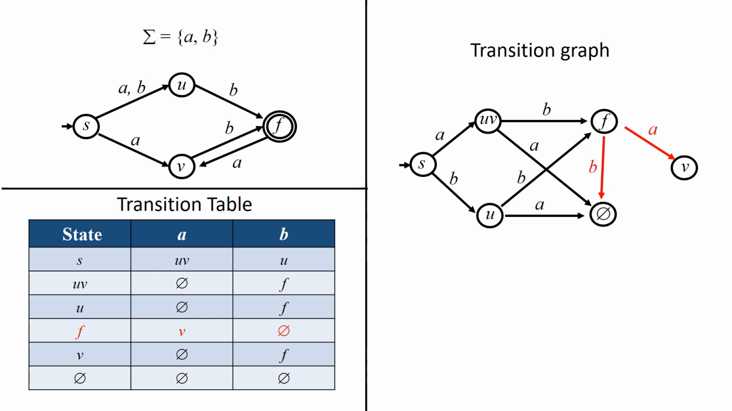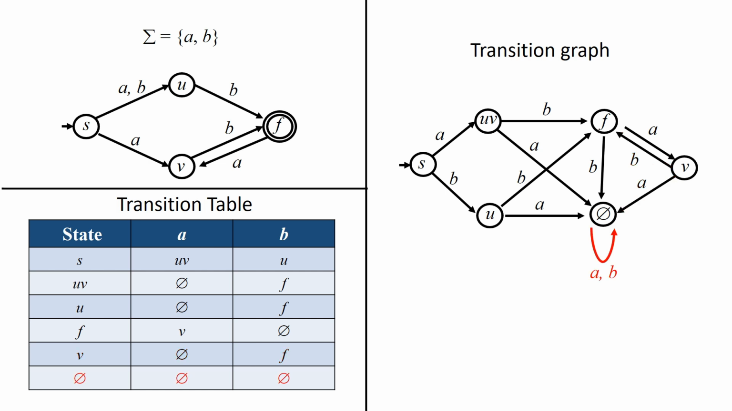Next, the state F. From the state F, with the symbol A, it goes to the state V. And with the symbol B, it goes to the state empty set. Next, the state V. From the state V, with the symbol A, it goes to the state empty set. And with the symbol B, it goes to the state F.